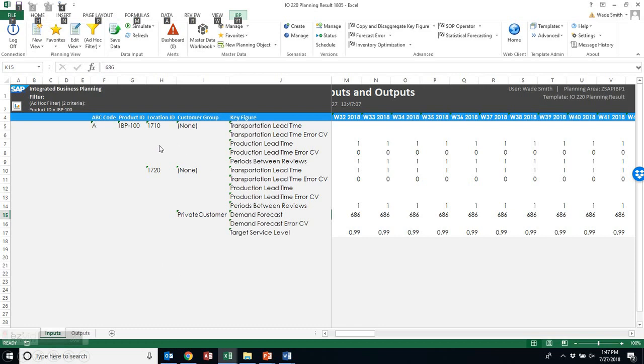So you can see here the inputs for the inventory optimization side. Quick example, IBP 100 is the product. It is manufactured in location 1710, shipped to 1720, and then goes out to the customer group, private customer. Starting at the bottom, you can see that the demand forecast is 686 for the week till the foreseeable future. The demand forecast error you don't see, but that's because week 32 is not the current week, it's week 30. It's at 25%, and the target service level is relatively high at 99%.